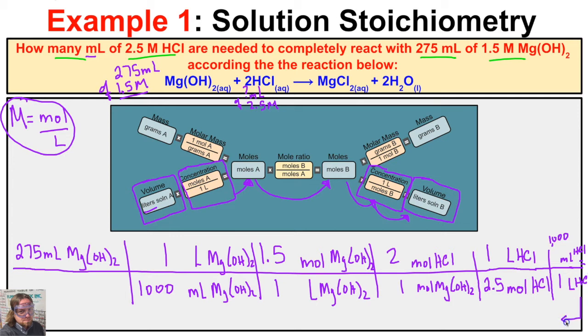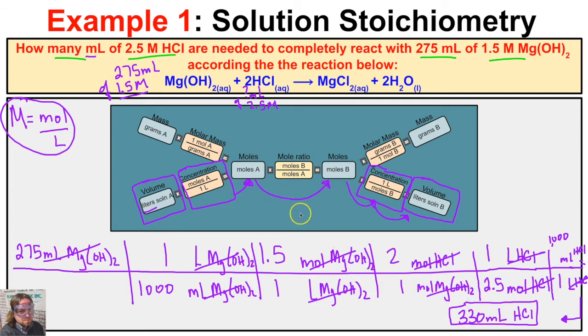I'll put our final answer down here. 330 milliliters of HCl. So how did we get this unit? Well, milliliters of magnesium hydroxide on top and bottom cancel. Liters of magnesium hydroxide on top and bottom cancel. Moles of magnesium hydroxide on top and bottom cancel. Moles of HCl on top and bottom cancel. Liters of HCl on top and bottom cancel, leaving us with milliliters of HCl.